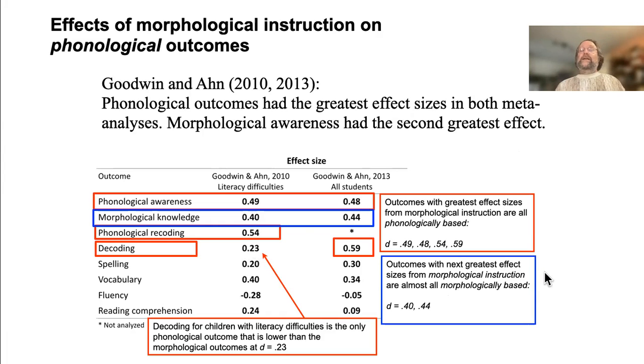This is an issue that people are concerned about. I understand why they're concerned: wait a second, the phonology is so important. If we teach the morphology at the beginning, it loses time for learning the phonology. Well, this evidence doesn't point to that. This evidence shows that the greatest effect was for phonology.